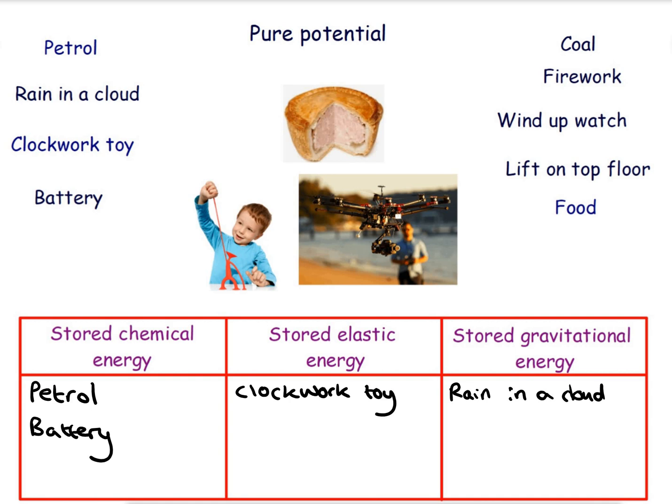The next example is coal. So just like petrol, coal will be burned to release the energy that's inside it. So it starts as stored chemical energy, and as it burns, it would turn into heat energy and light energy. The next one then is a wind-up watch. So when we wind up a watch, we are giving it stored elastic energy. Again, that can be then changed into other types of energy for the hands of the watch to move, and you probably hear a ticking sound as well, so we'd have some sound energy.